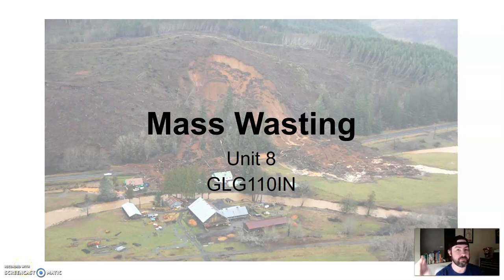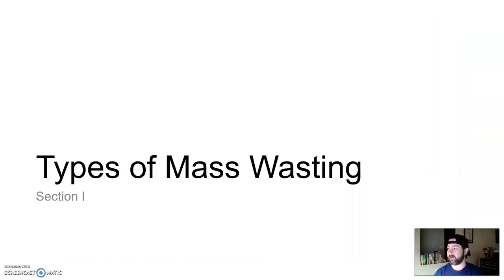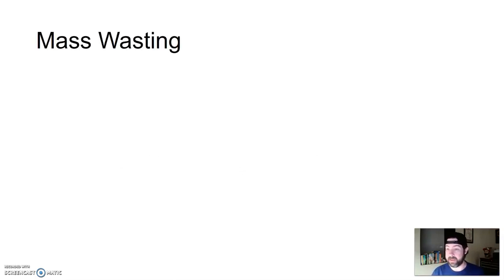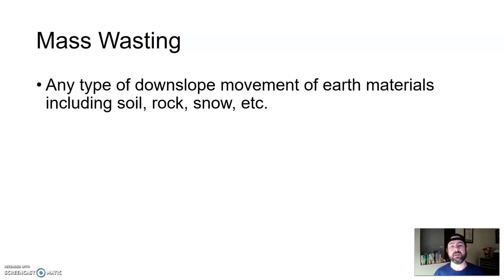Welcome back to another fun-filled unit, this time on mass wasting. Let's get into this. You might not be familiar with that term, but let me describe what's going on here and see if you can figure out what this is. There are different types of mass wasting, but first, it's defined as any type of downslope movement of earth materials, including soil, rocks, snow, water, etc. So this is basically mass amounts of earth material flowing downhill.